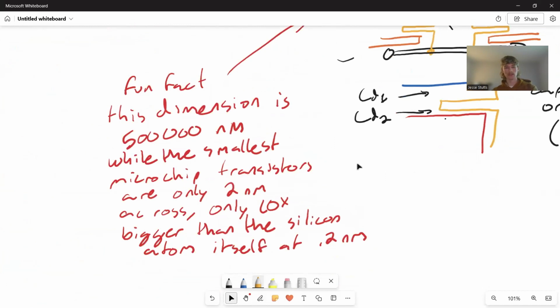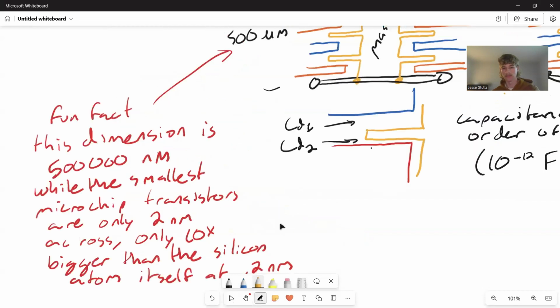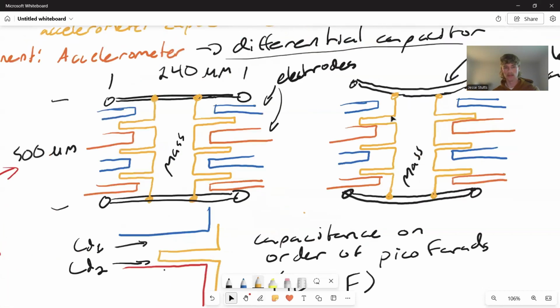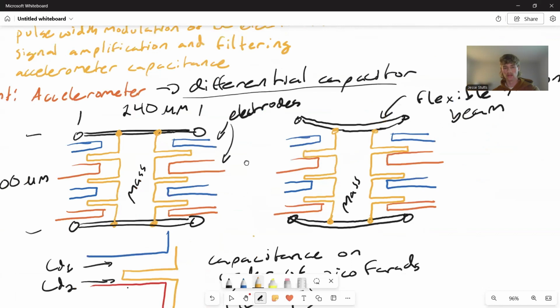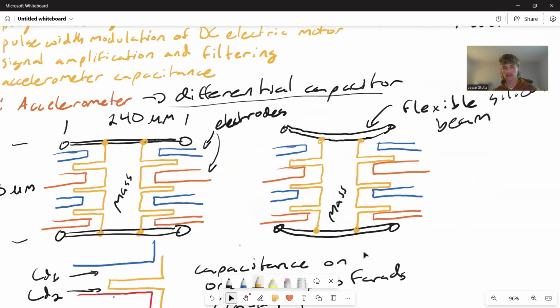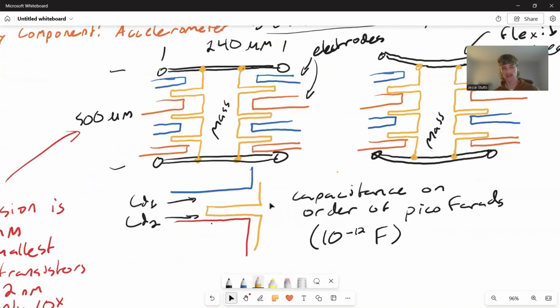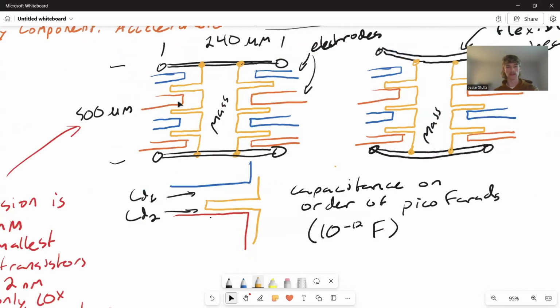So we're really pushing the limits of what semiconductors can be as far as being made out of silicon. And even though this is an order larger, these flexible beams are still only on the order of thousands of atoms wide. So you're doing structural calculations on that and an even smaller order of capacitance all going into this one single, very small component.